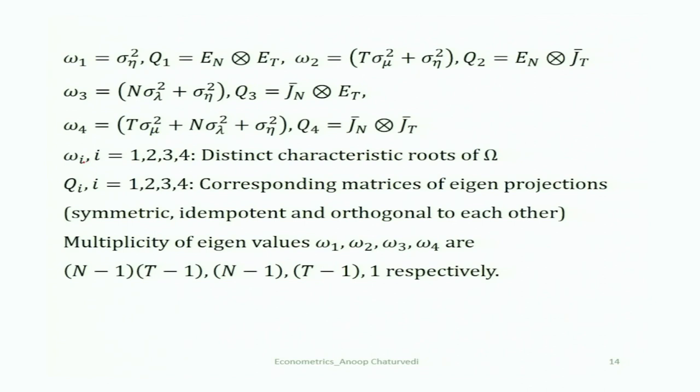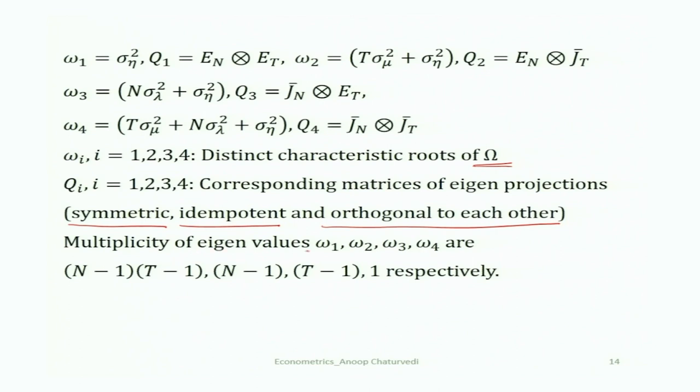Now, here ω_i for all i equal to 1, 2, 3, 4 are distinct characteristic roots of Ω, and Q_i for i equal to 1 to 4 are the corresponding matrices of eigen projections. And you can easily verify that all these matrices Q_i are symmetric, idempotent, and orthogonal to each other. This you can easily verify.